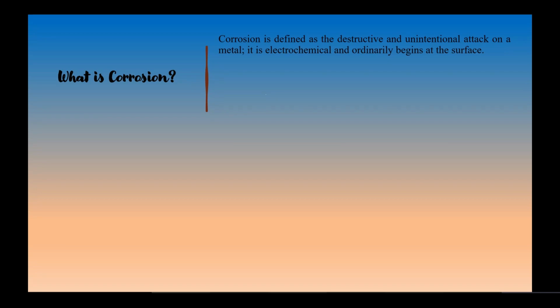Corrosion is basically defined as the destructive and unintentional attack on a metal, and it is basically electrochemical in nature, which begins at the surface. Very basic in nature. That means it's a destructive attack on metal, which normally initiates at the surface of the material.